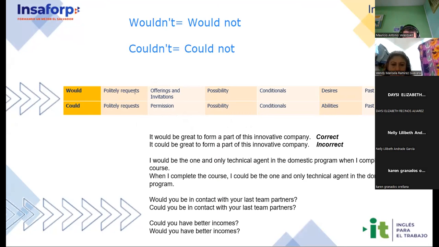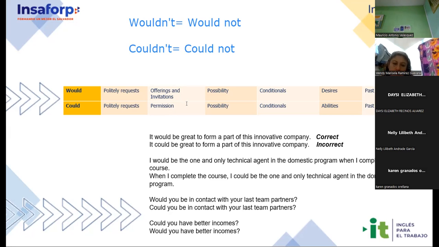Okay, then. We are trying to remember just the way to answer the question about the contributions, right? But usually we say would and could can be used interchangeably. Yeah, but they have a slight difference in meaning, okay? They need to make sense in the sentence. So let's try to see this. We use would for polite requests. We use could for polite requests too. We use would for offerings and invitations, and we use could for permission, okay?